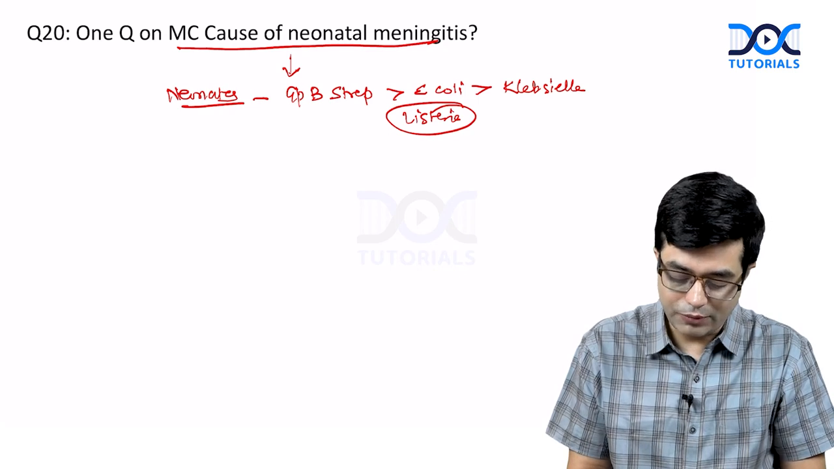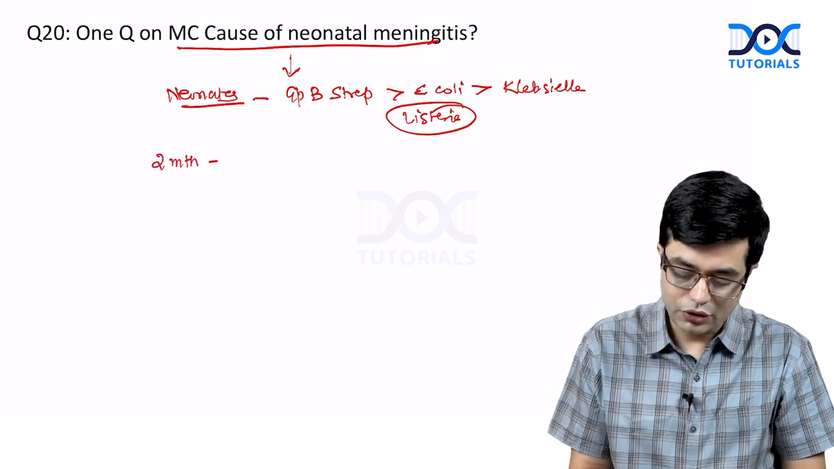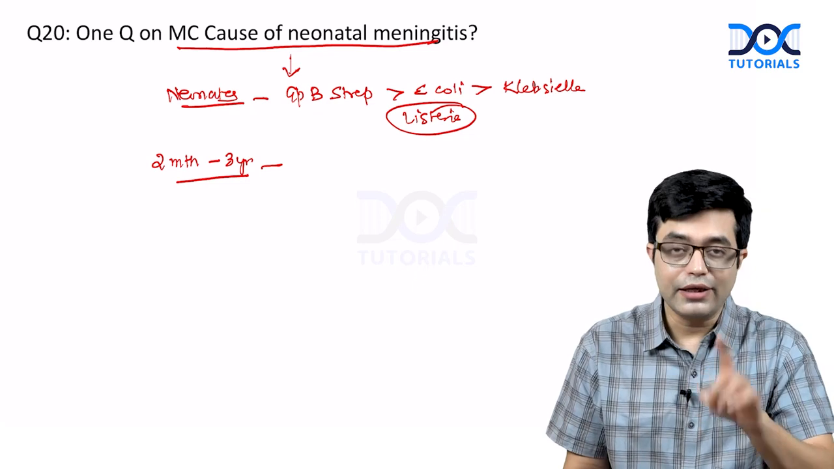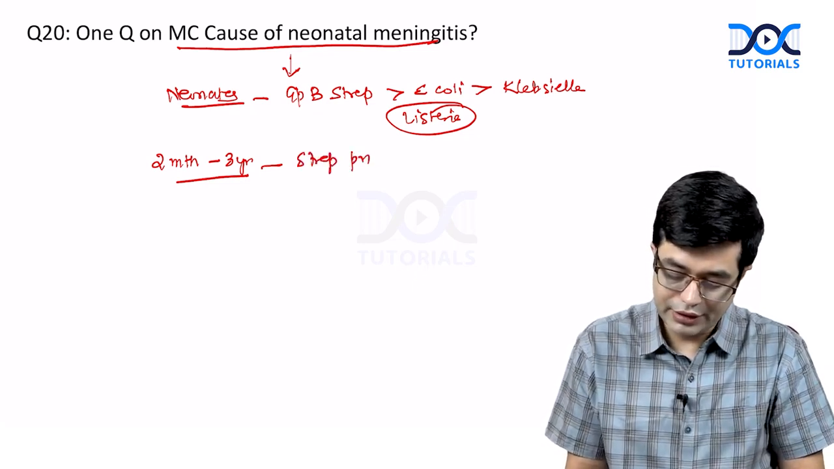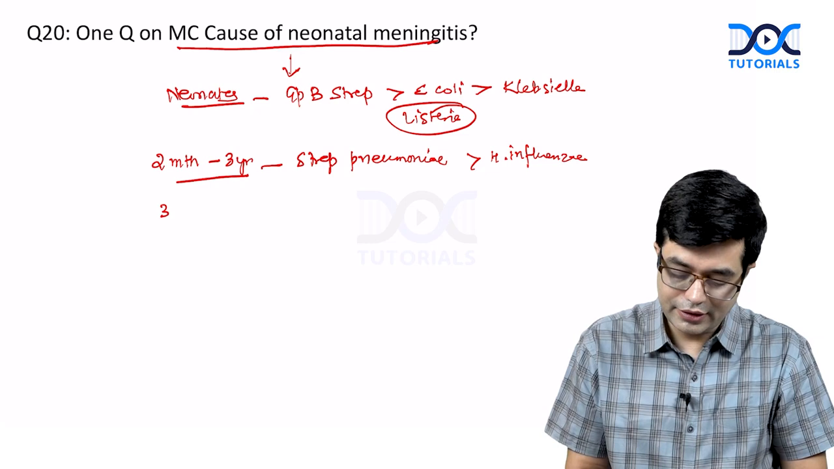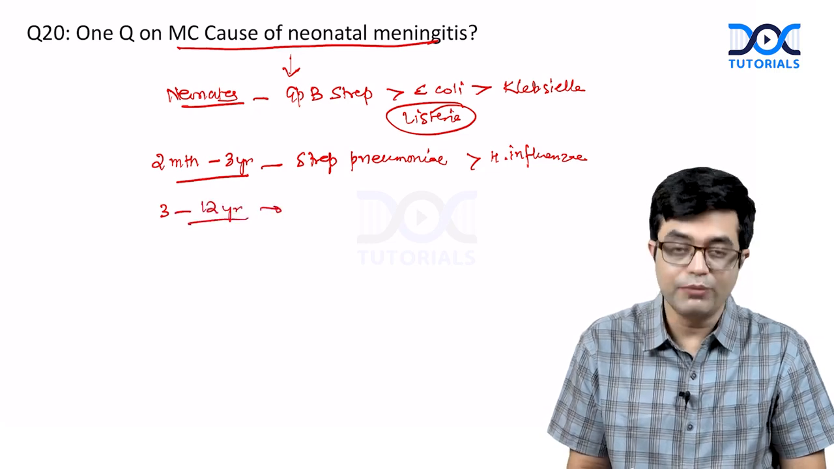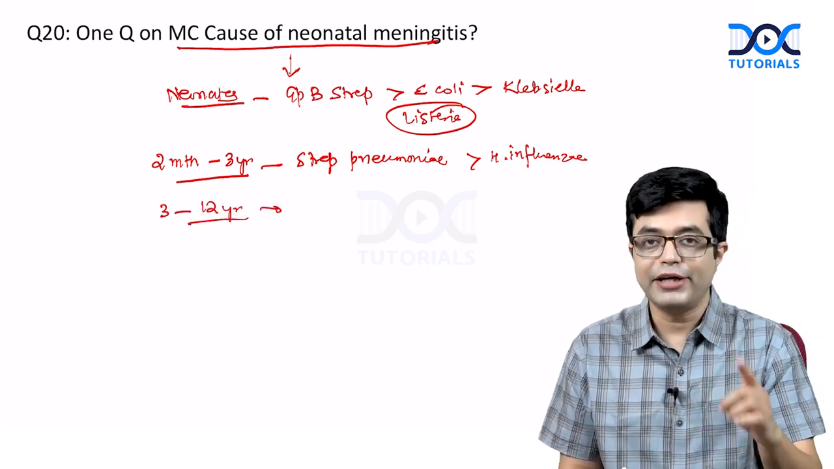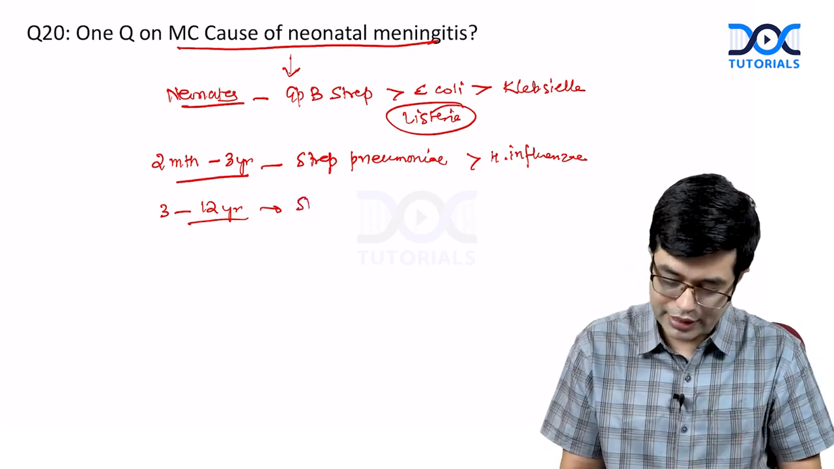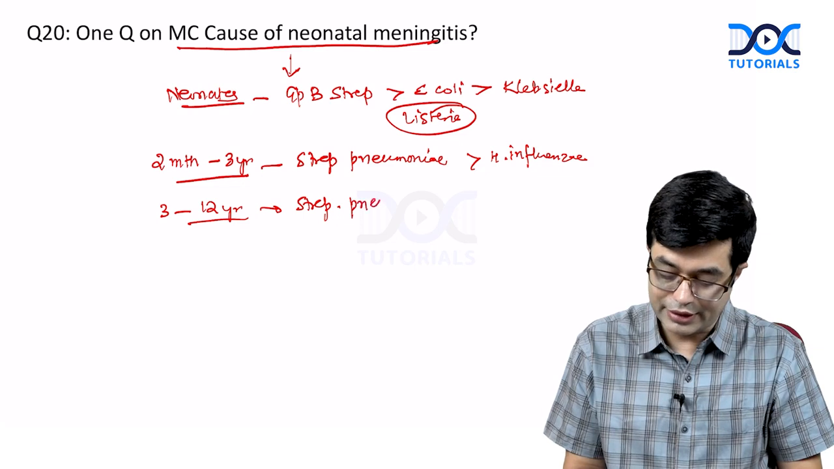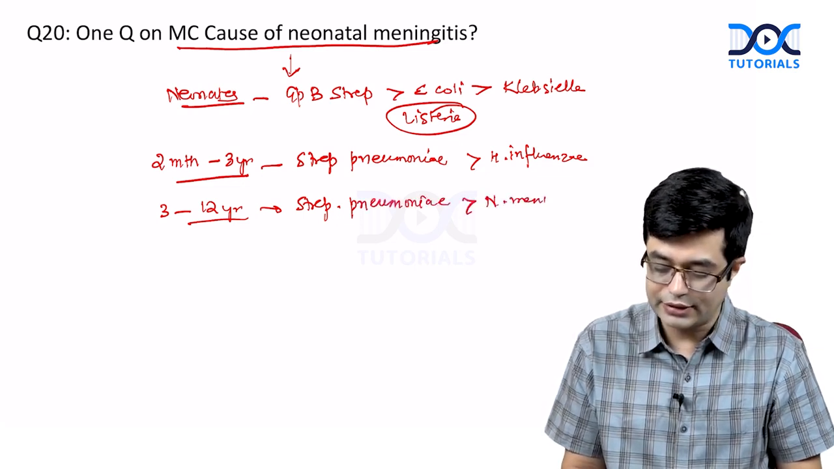In the age group of 2 months to 3 years, earlier it used to be H. influenzae. Now it is Streptococcus pneumoniae followed by H. influenzae. Then 3 years to 12 years. Earlier it used to be Neisseria meningitidis. Some of the microbiology textbooks still talk about it. They haven't updated yet. But all guidelines, our books are clear now. The pediatric books are clear. It is Streptococcus pneumoniae followed by Neisseria meningitidis.